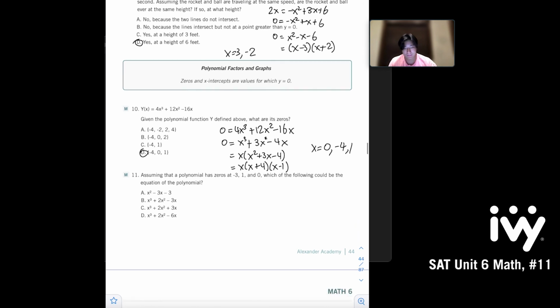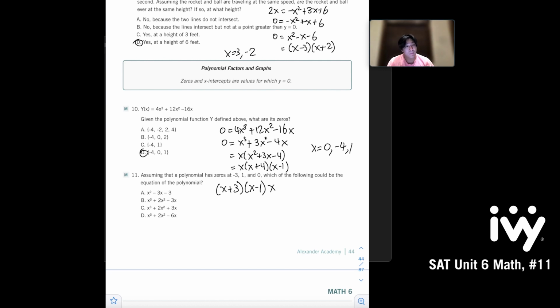Okay, question 11. Question 11 says, assuming that the polynomial has zeros at -3, 1, and 0, which of the following could be the equation of the polynomial? So, kind of like working in reverse from question 10, we see that if we have a polynomial with zeros at -3, 1, and 0, that means we can rebuild it up using the factors. The factors being x plus 3, x minus 1, and just x.